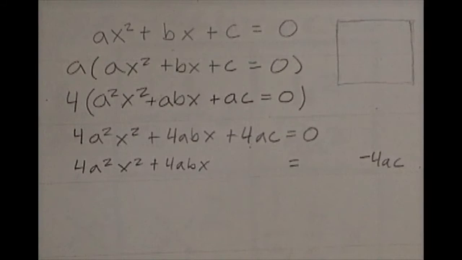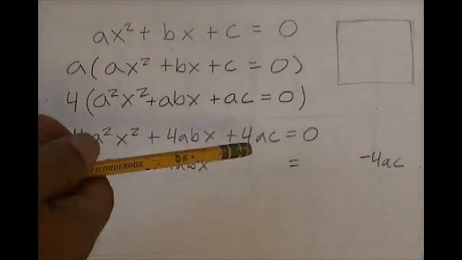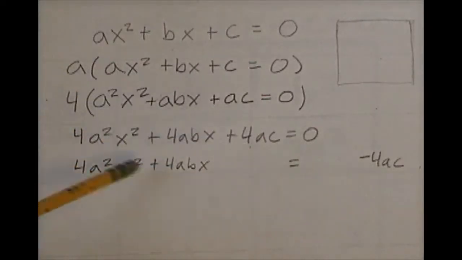Just kidding. Let's see here. 4a squared x squared plus 4abx. What would complete the square? Well, that looks difficult, right? Oh, look at all that. But let's draw a little picture of it and see how easy it actually is to complete the square now.